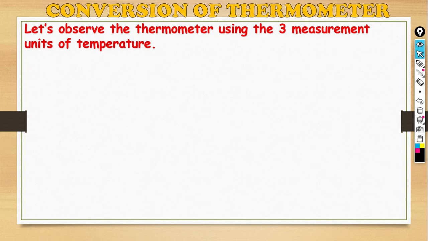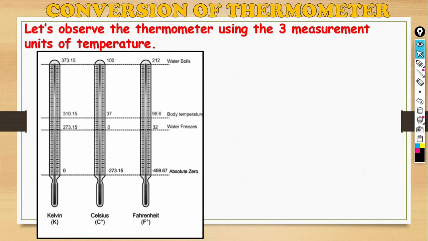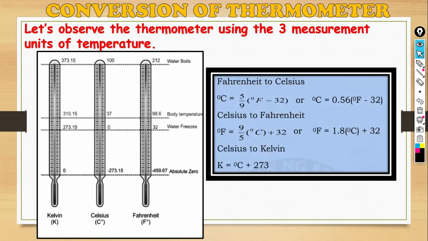Let's observe the thermometer using 3 measurement units of temperature. Ayan, so mapansin nyo kahit magkakapantay lang yung measurement nila sa temperature, magkakaiba sila ng value. So to convert them, we're going to use these formulas. So converting Fahrenheit to Celsius, ito yung gagamitin nating formula. Celsius to Fahrenheit naman, ito naman. Ayan. Then Celsius to Kelvin, ito naman ang gagamitin.